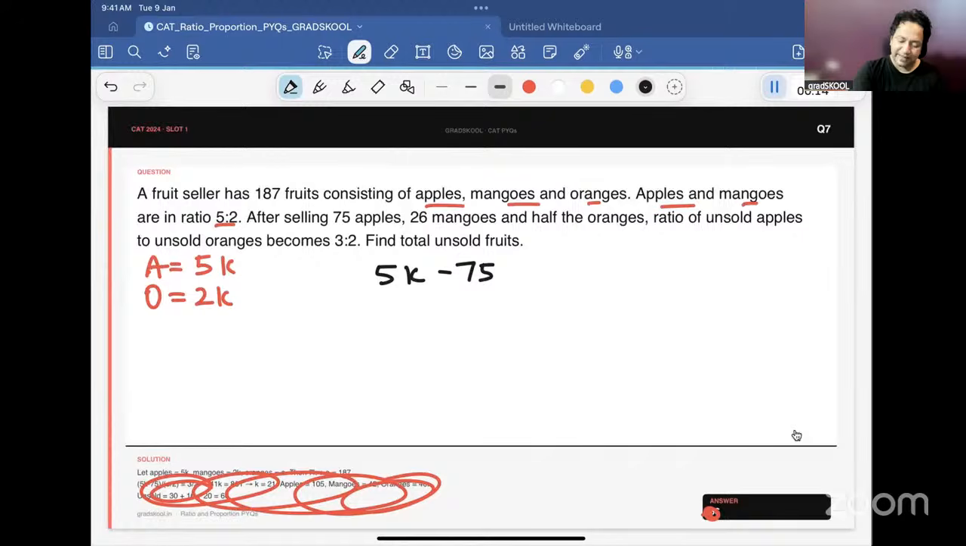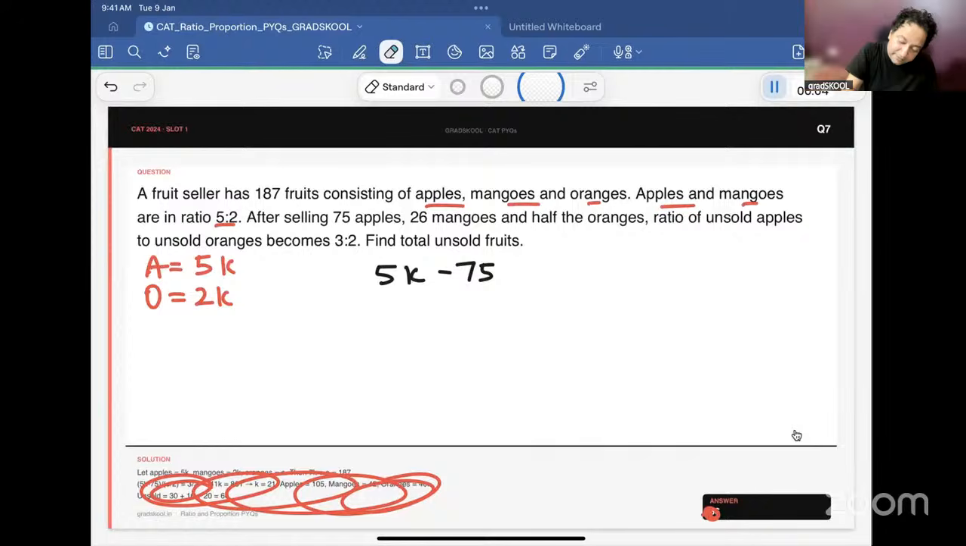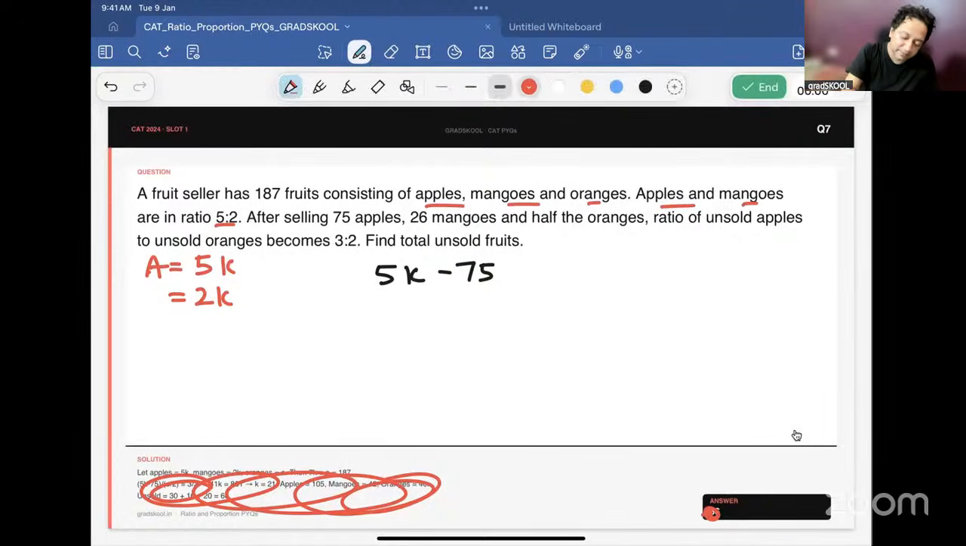26 mangoes. We don't know how many oranges there are, and half the oranges. These are mangoes only. See what I did here? I read mangoes but wrote oranges. Well, no problem. Oranges is what we don't know yet. Okay, now 26 mangoes, that means 2K minus 26, and half the oranges.